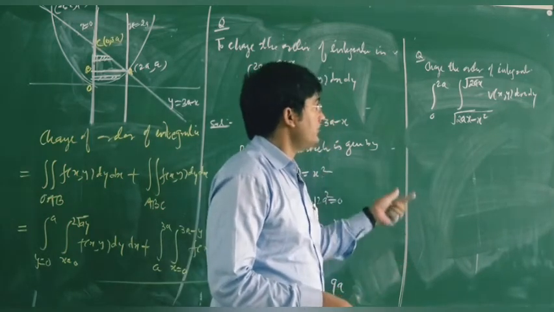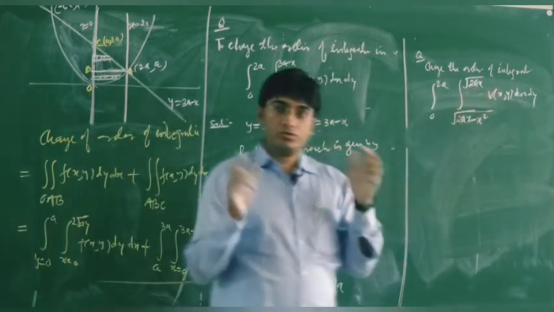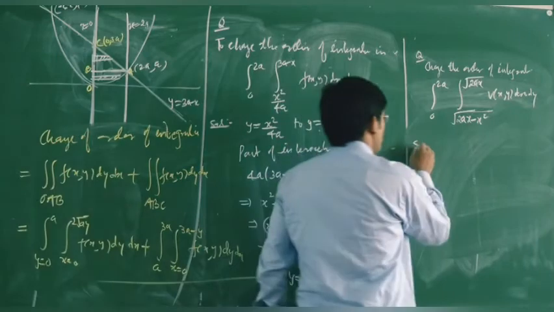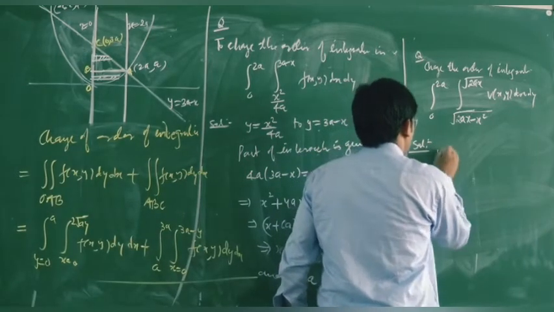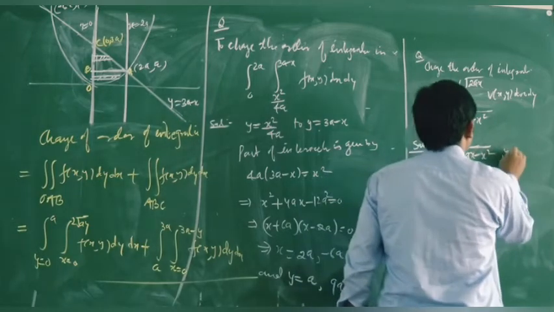Now please note that this is your circle and this is your parabola. So the region of integration is between the circle and parabola. So solution, first let us find out the point of intersection.